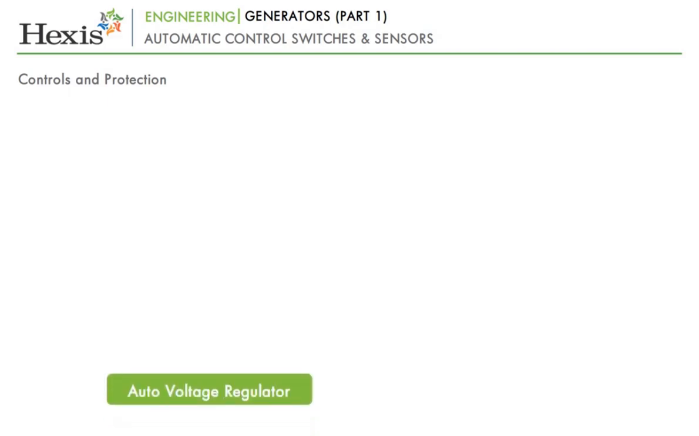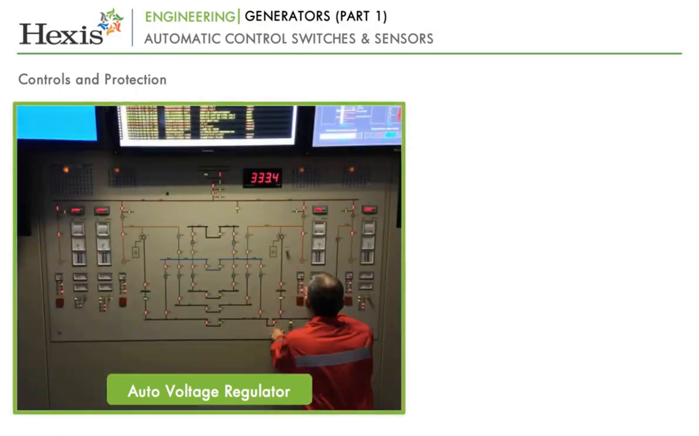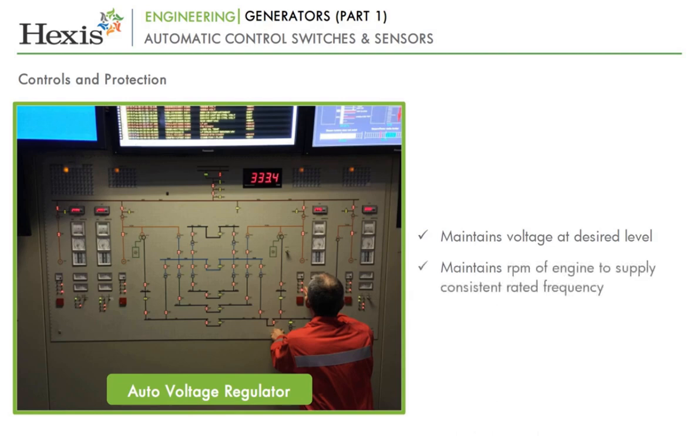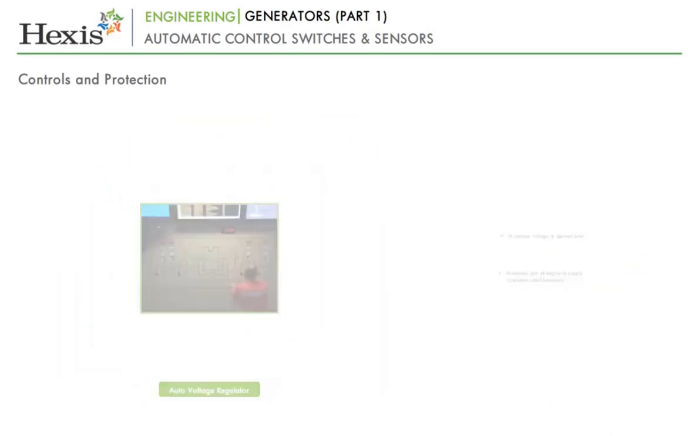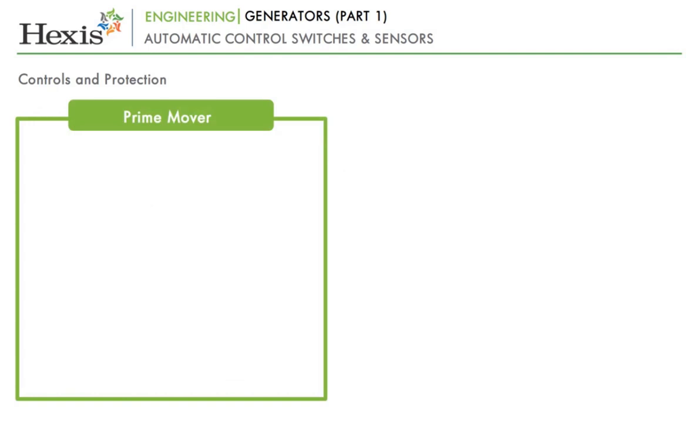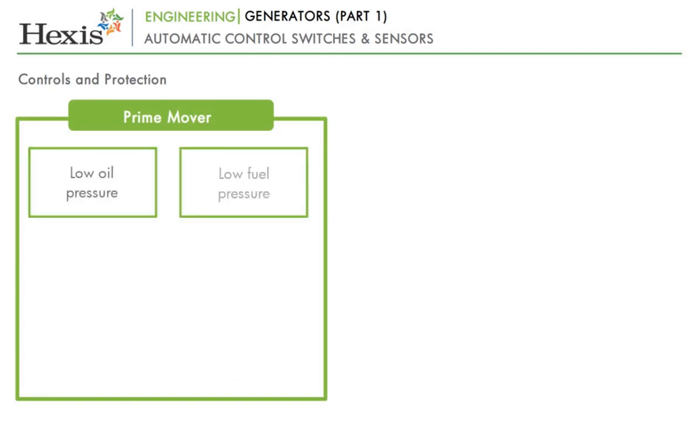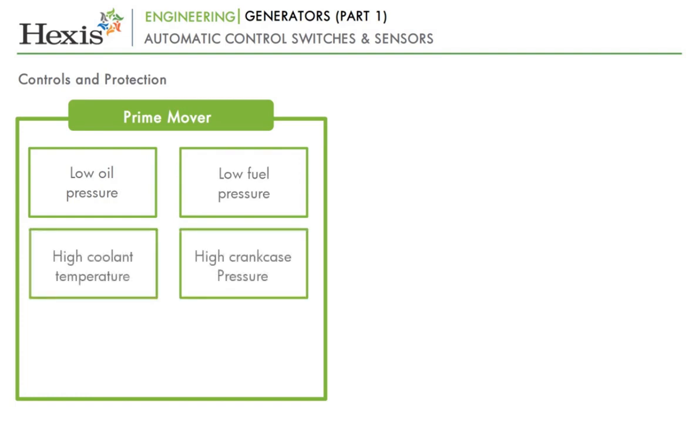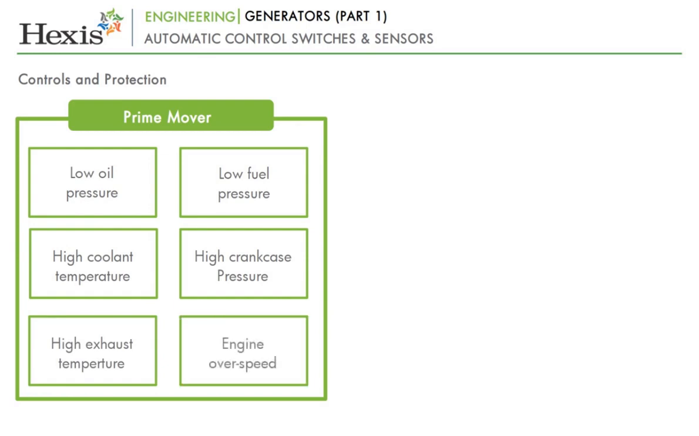The auto voltage regulator, that is AVR, is one such device that ensures that the voltage is maintained at the desired level. The governor on the prime mover maintains the RPM of the engine to supply consistent rated frequency. Prime mover protections or alarms may include alarms for low oil pressure, low fuel pressure, high coolant temperature, high crankcase pressure, high exhaust temperature, and engine overspeed.